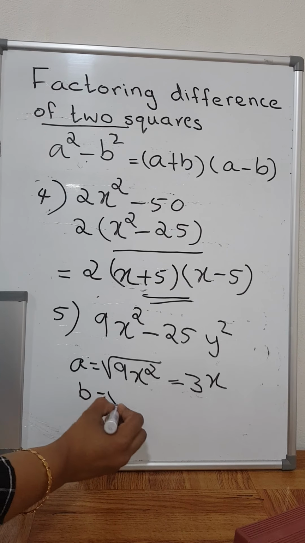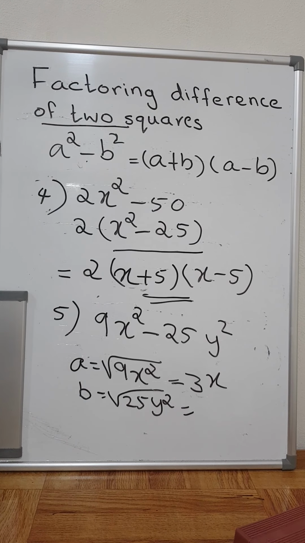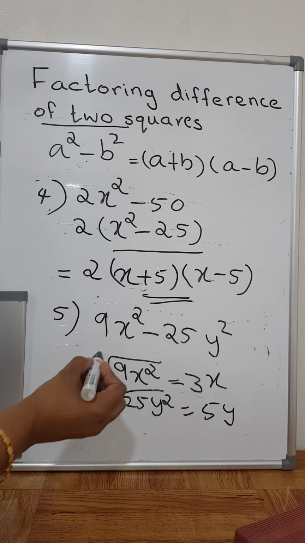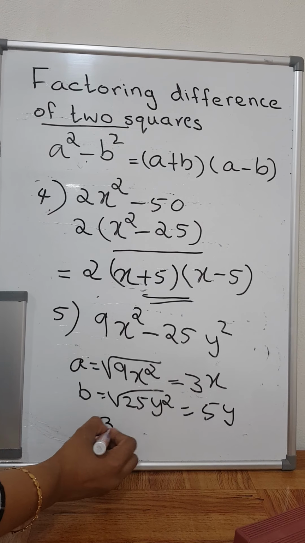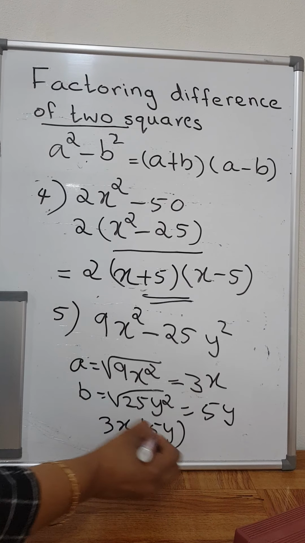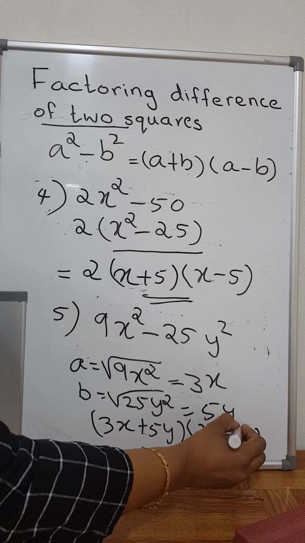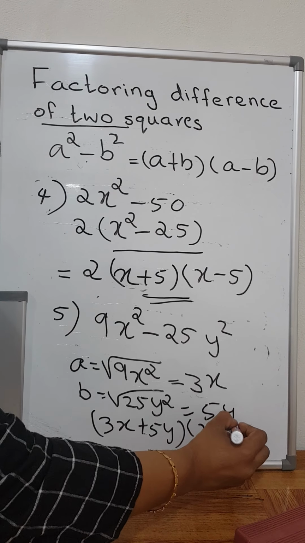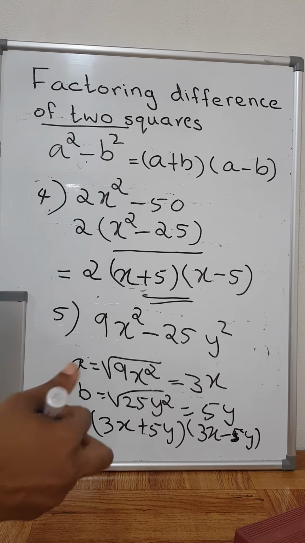Now you see b square is 25y square, so b is root of 25y square. Root of 25 is 5, root of y square is y. So b is 5y. So 9x square minus 25y square can be factorized as (3x plus 5y) times (3x minus 5y). Very easy, right?